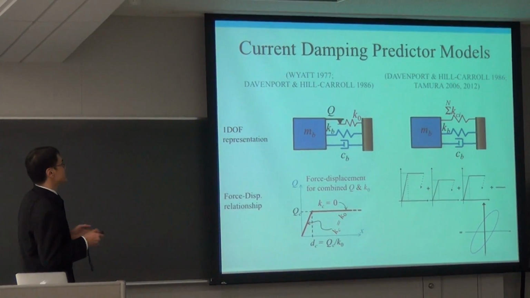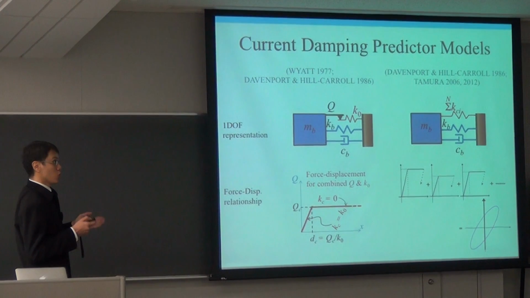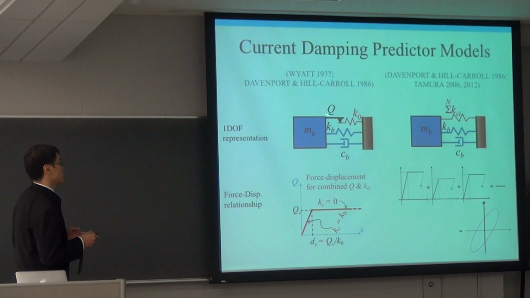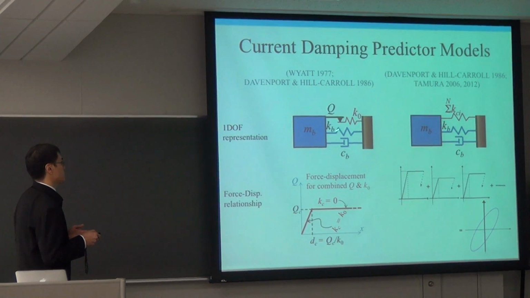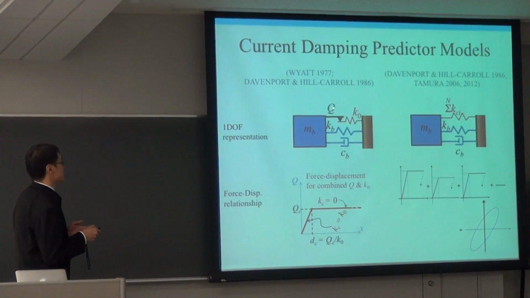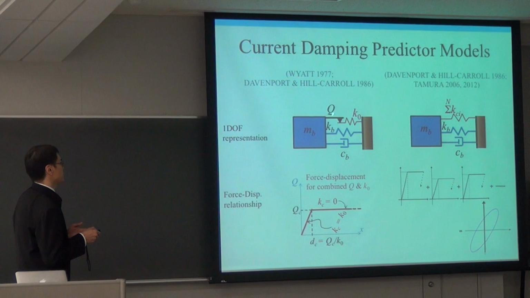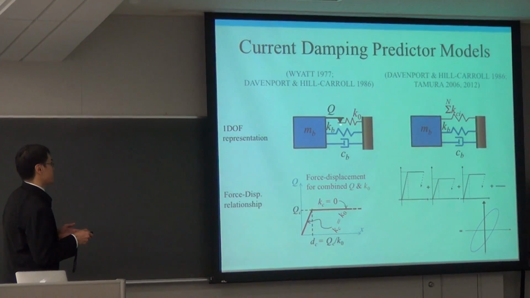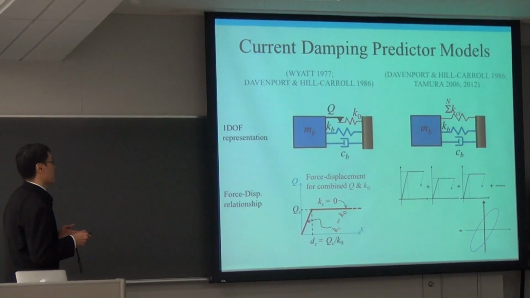Now, the models, they did discuss stick-slip damping models. For example, Wyatt and Davenport and Hill-Carroll use this model to describe stick-slip damping. So there's a basic structure: mass, stiffness, let's say dashpot. The stick-slip part is the friction surface plus a secondary component defined by a certain stiffness K naught.